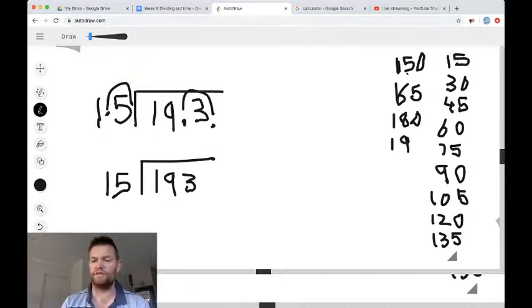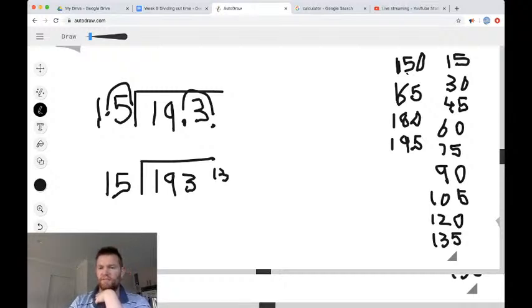But as you can see, 195 doesn't fit into 193. So the highest one is 180. So I subtract 180 from 193, which leaves me with 13 as a remainder. So I'm going to write my remainder in.